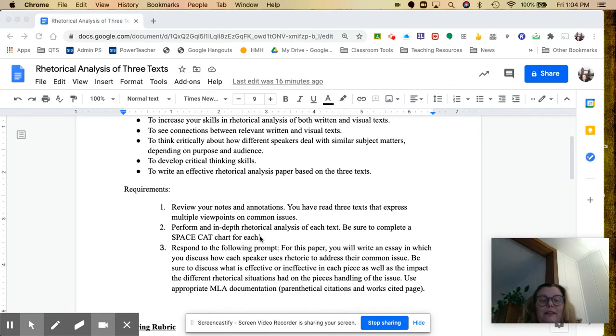So the requirements. You're going to review your notes and annotations. Now, we are going to have virtual class Tuesday this week from 1:25 to 2:30 so that we can go over these texts. Your space cats, which we'll talk about in a second, will be due after that. You've read the three texts that express multiple viewpoints on common issues. Perform an in-depth rhetorical analysis of each text. Be sure to complete a space cat chart for each one. And those assignments are in Google Classroom.